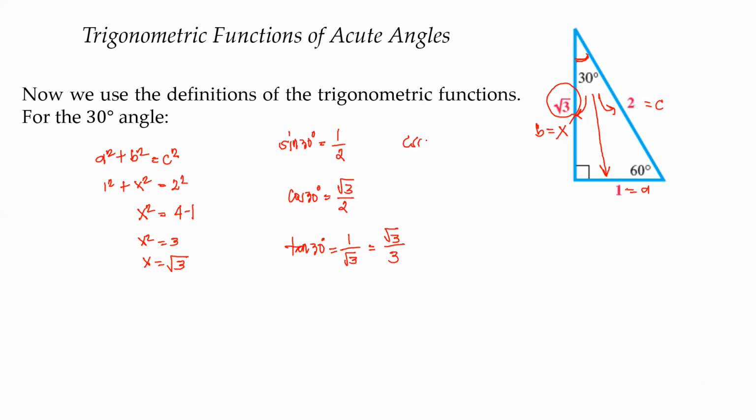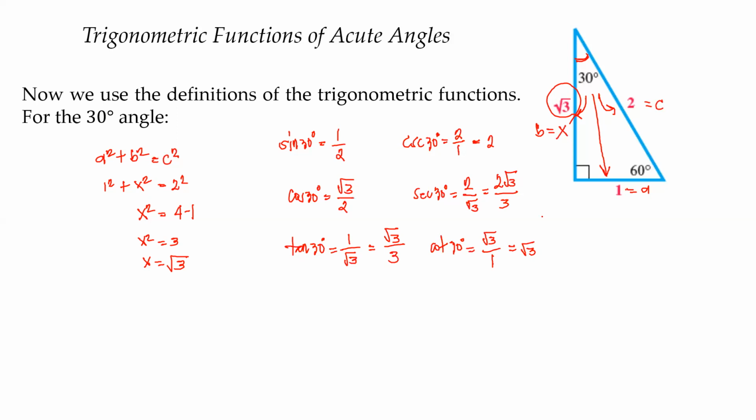Next is cosecant 30 degrees. Cosecant is the reciprocal of sine, that's 2 over 1 or simply 2. Secant 30 degrees is equal to 2 over square root of 3 and still we have a radical sign in the denominator, so that is 2 square root of 3 over 3, and then cotangent 30 degrees is equal to square root of 3 over 1 is equal to square root of 3.